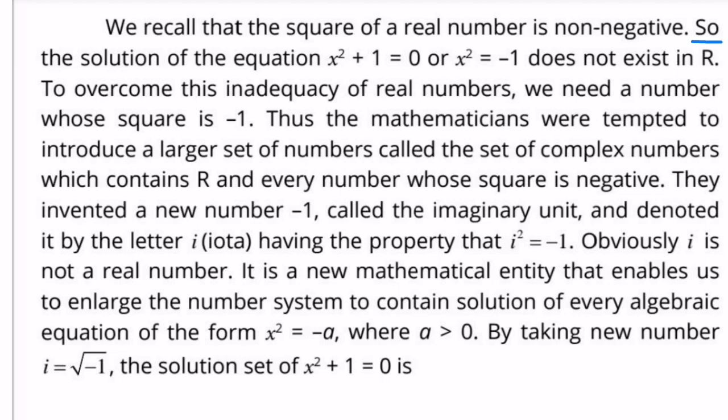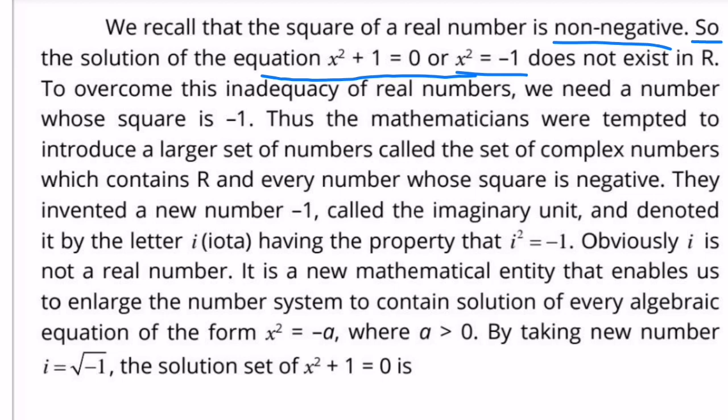So the solution of the equation x square plus 1 is equal to 0, or x square is equal to minus 1, does not exist in R, because the square of every real number must be non-negative. So it means that in real numbers the solution of this equation does not exist.